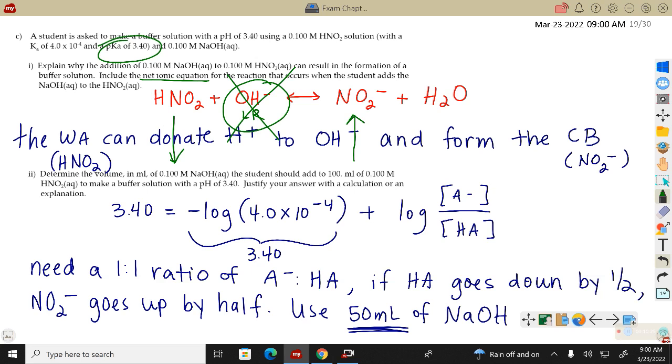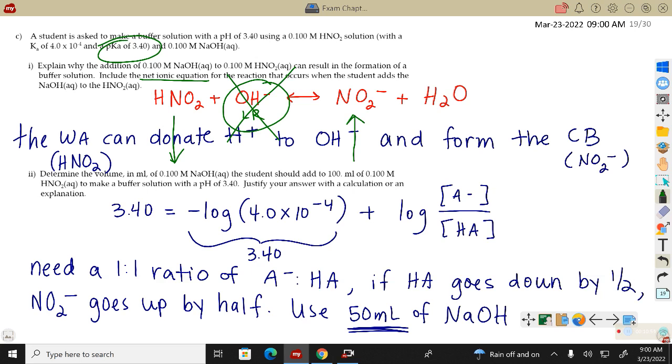You could figure out how many moles of HNO2 you have. You could look at an ice table to figure out when that would go down by half, how many moles of sodium hydroxide I would need to add. And then if I know that it's a 0.1 molar solution, we could say 0.1 molar sodium hydroxide equals moles per volume, moles per liter. And from there we could solve for the volume.